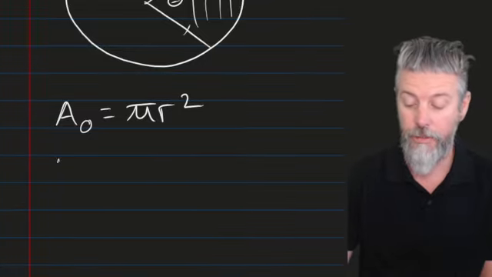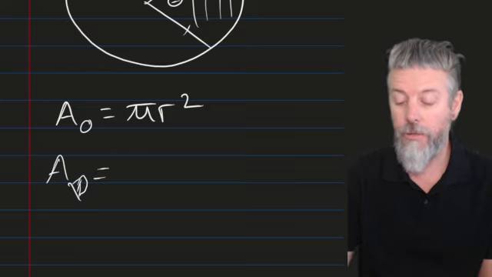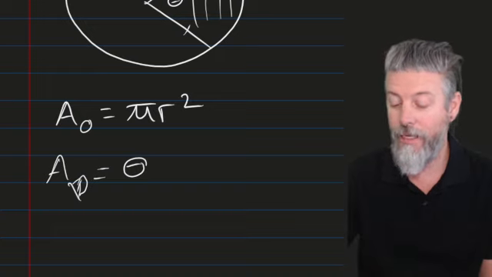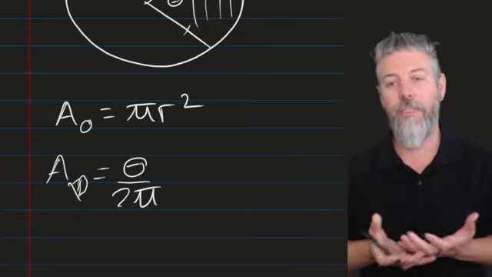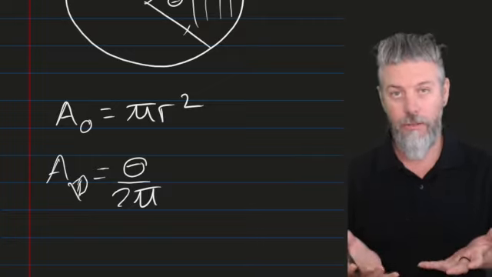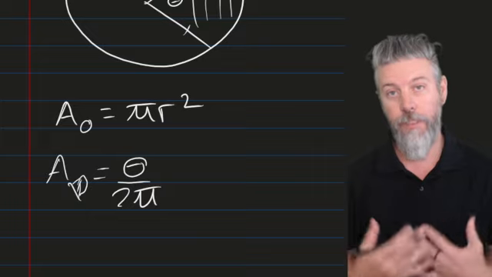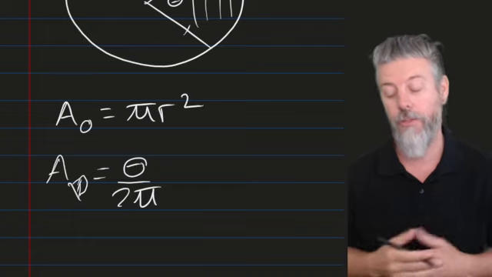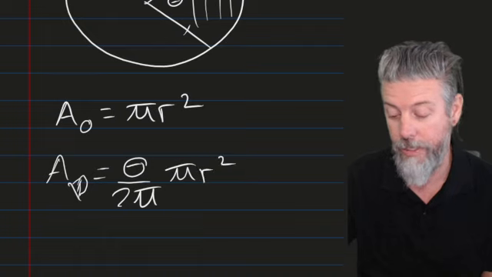The fraction of the sector is equal to theta in radians, and this is why it has to be in radians, divided by 2 pi. If you divided by 360, it would change this formula. Because it specifically is being divided by 2 pi, theta over 2 pi, where 2 pi is the entire circle, this formula is specific to radians, times pi r squared.